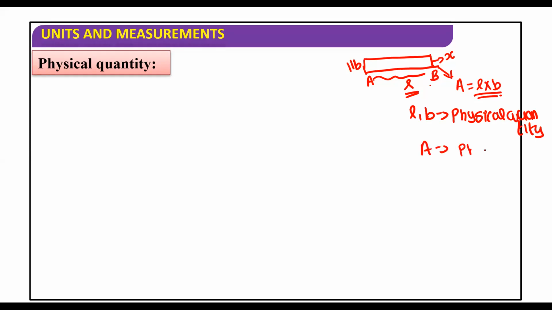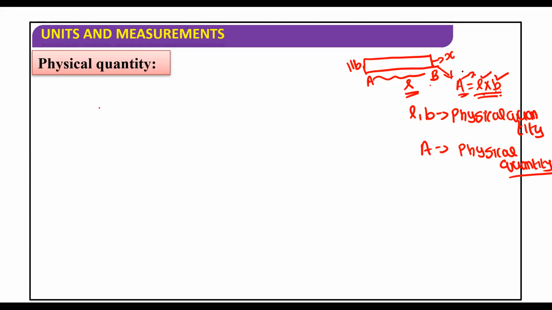Is that correct? Yes, sir, because this is also a measurable quantity. Area is a measurable physical quantity that is expressible in terms of two other physical quantities. You got it? One physical quantity that was expressible in terms of two other physical quantities. Is it clear to you?